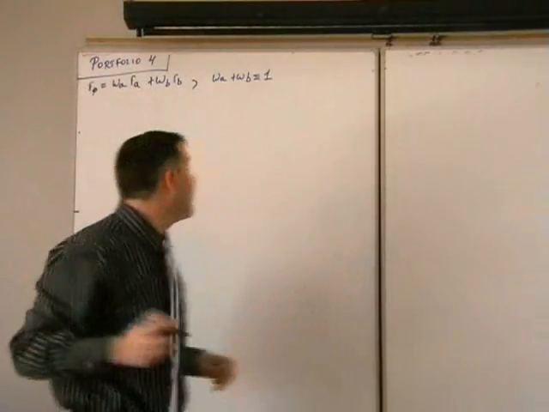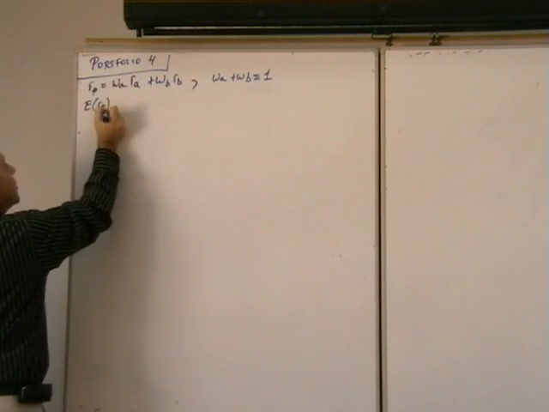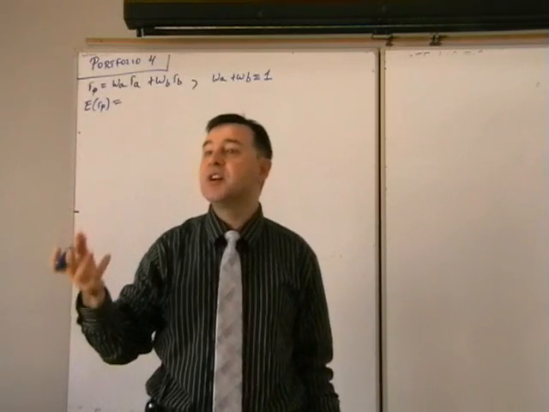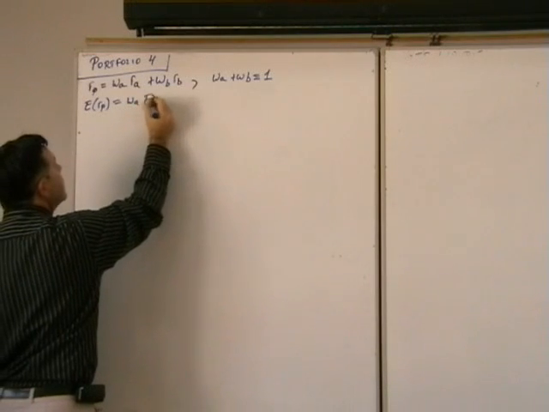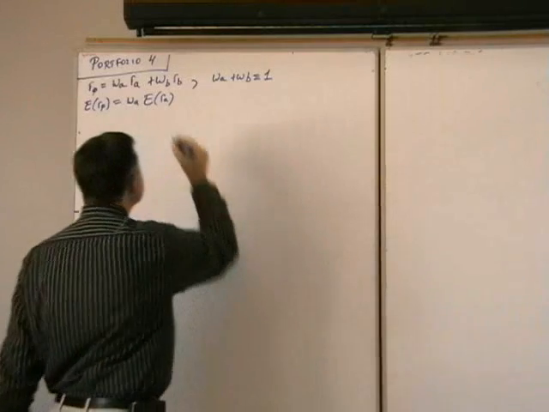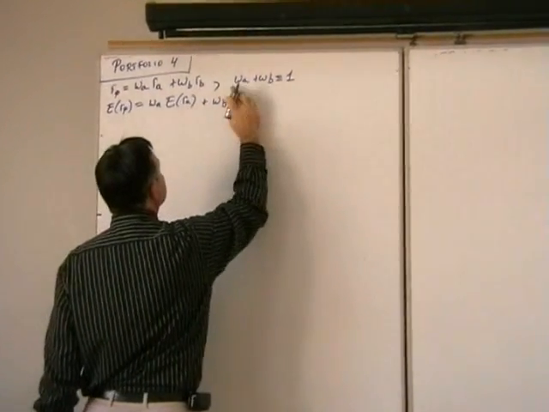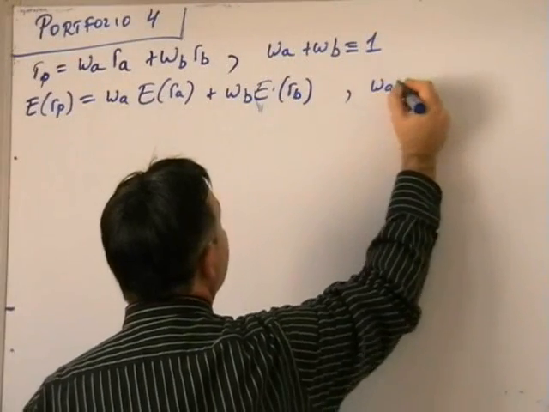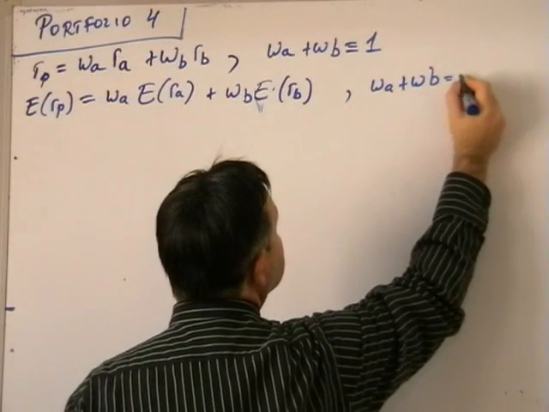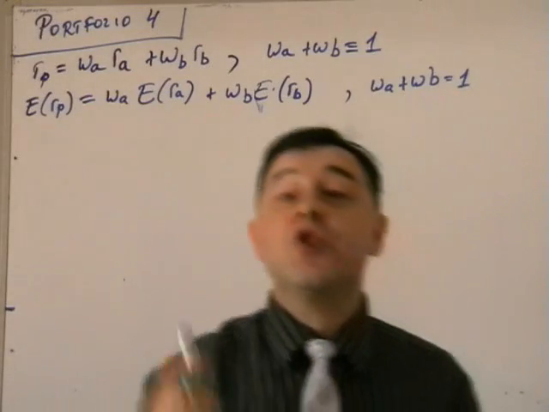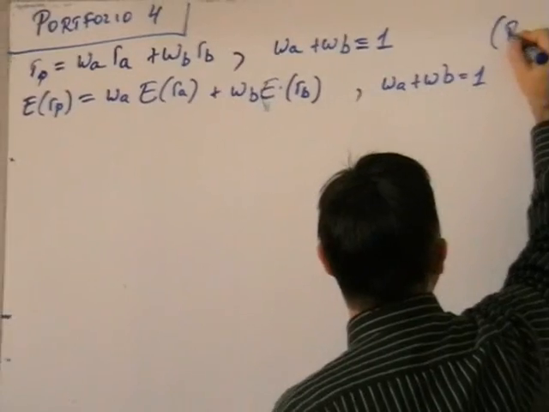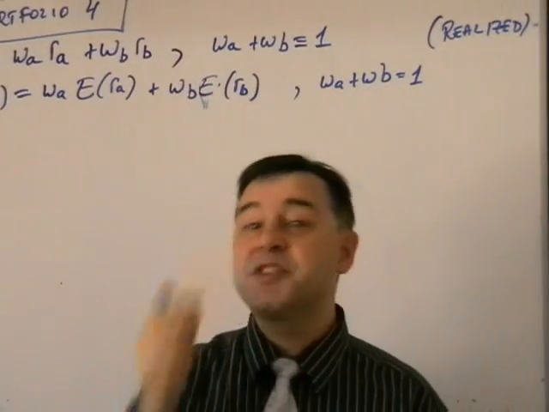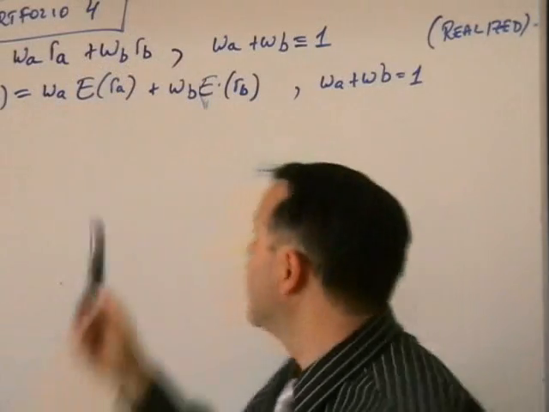That's it. Fairly simple. The next simple thing is that the expected return of the portfolio is simply the weighted expected returns of the components. So you have the weight of A times the expectation of R_A, plus the weight of B times the expectation of R_B, and again the weight of A plus the weight of B equals 1, the sum of the weights. In other words, this one is realized. The realized return of a portfolio is simply the weighted average of the realized returns of its components.